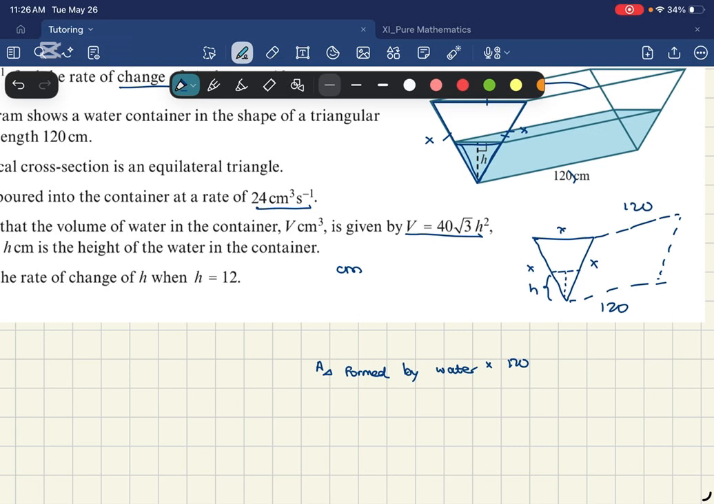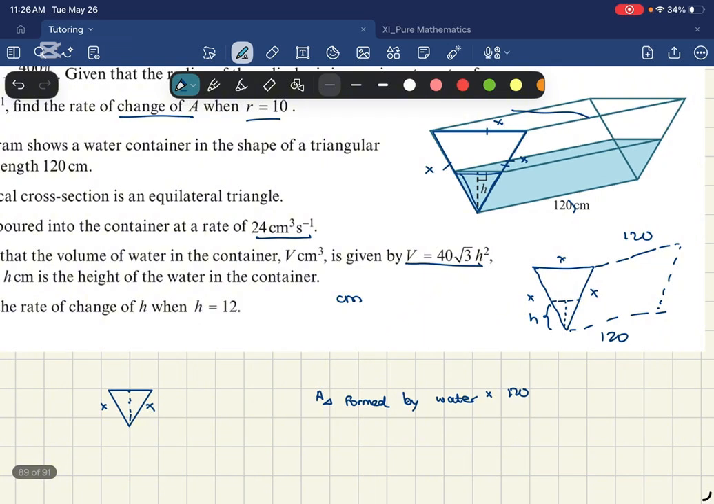So what is the area of the triangle formed? So let's investigate the triangle, right? This is not x, actually. If I say that the length of the big triangle is x, the small triangle is actually also an equilateral triangle. This small triangle here is also going to be equilateral.